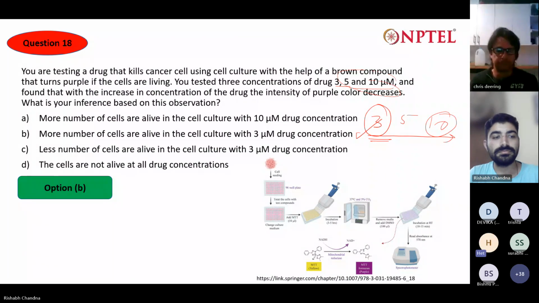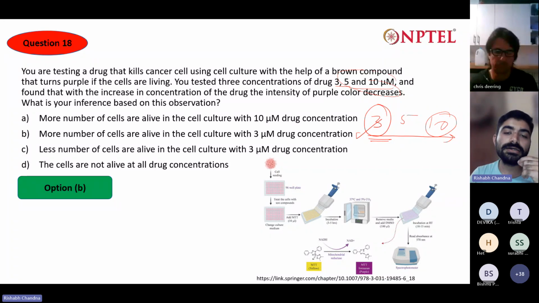Sir, the color will also depend on the metabolism rate of the cells. Actually, it might depend, but it will not directly link to the color of the cell because this is a qualitative test. Either the color will change or not change. That's what we are seeing here. But we are also seeing the intensity. Yes, but in this scenario that we are talking about, the number of cells is not much.